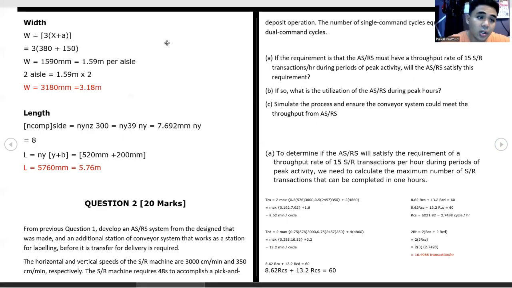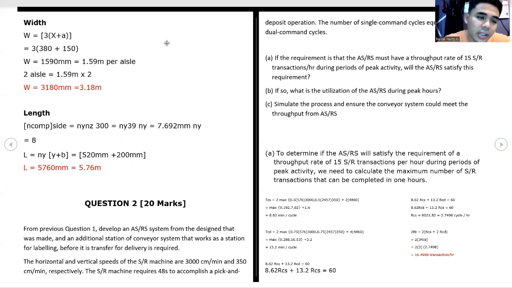Next, for the width, the equation is 3 multiplied by X plus A. So 3 multiplied by 380 plus 150 gives 1590. We divide by 1000 and get 1.59 meters per aisle. So for the total width we get 3180, and dividing by 1000, we get 3.81 meters.